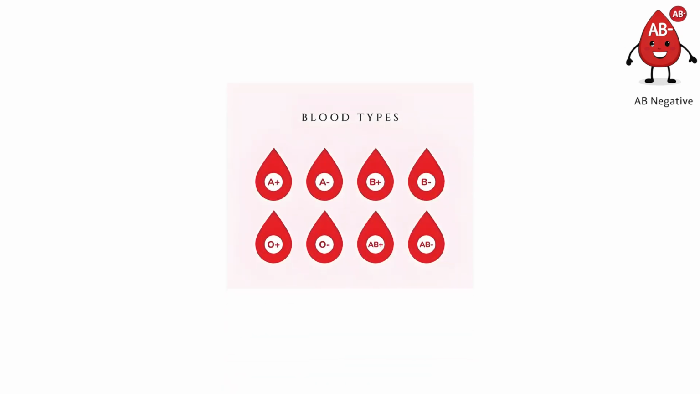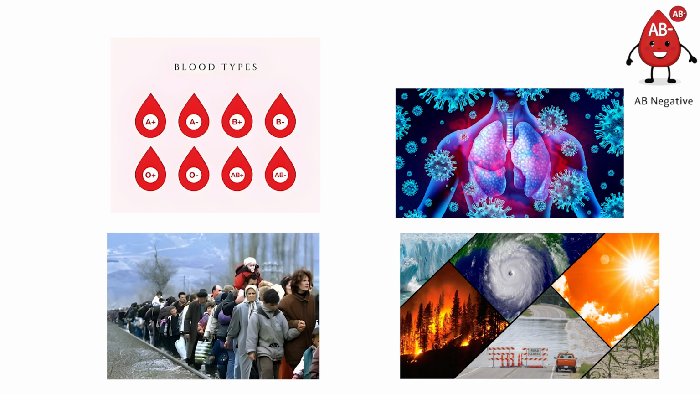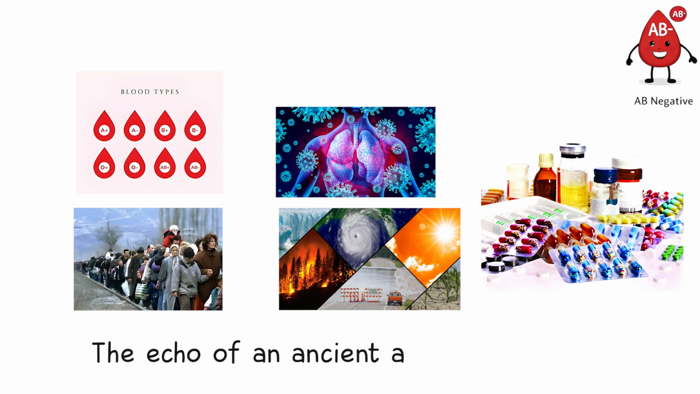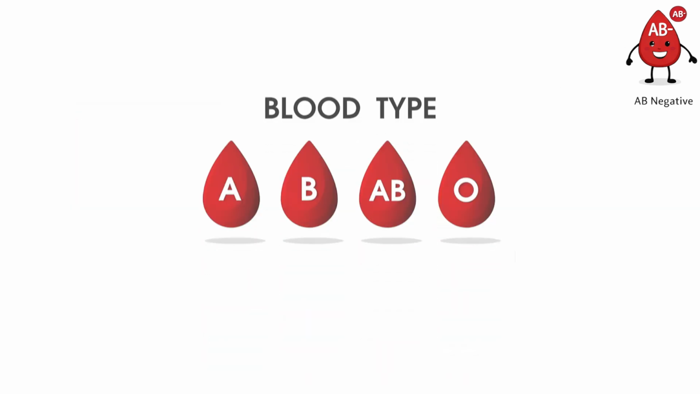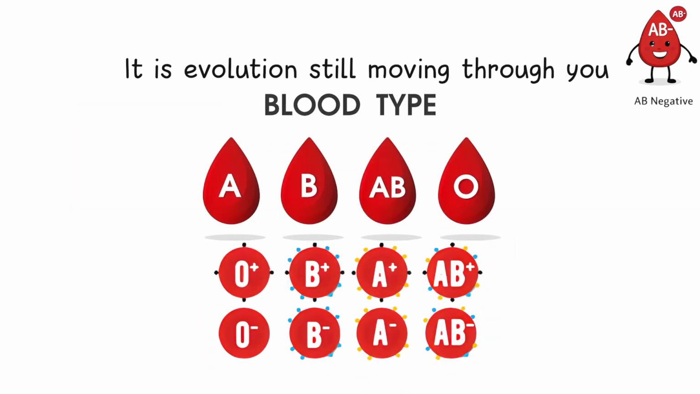Blood types are evolutionary strategies written by climate, disease, migration, and survival pressure. What modern medicine calls vulnerability is often the echo of an ancient advantage. Your blood type, positive or negative, is not random. It is evolution still moving through you.